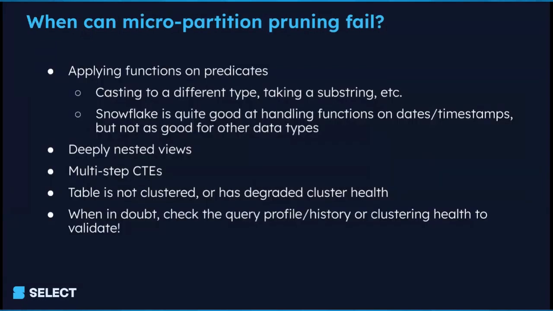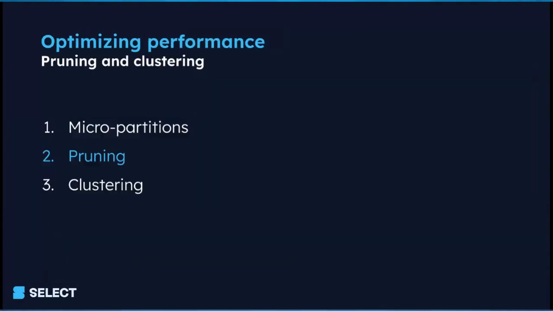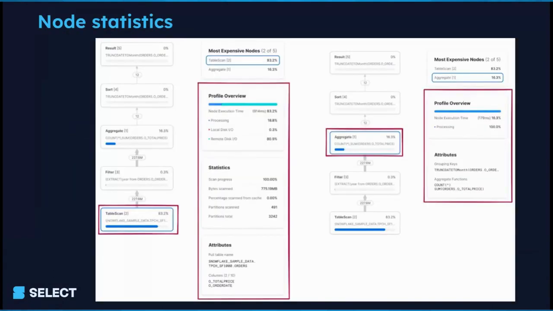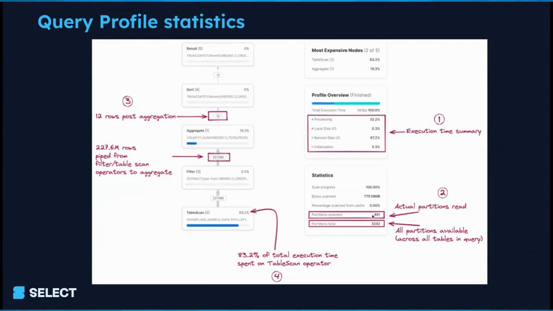It is important to call out that there are scenarios where micro-partition pruning can fail. I call this out because when you're debugging a query, you are going to be looking at the query profile. You're going to be saying, what were the partitions scanned? What were the partitions total? And does that line up with my mental model of how many things should have been scanned?